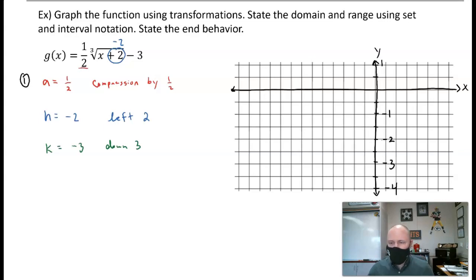Okay, so I have my x and my y-axis, so let's go ahead and transform our anchor point. I'm going to go left 2, down 3 for my anchor point. So (0, 0), I'm going left 2, 1, 2, down 3. Okay, again, and I'll use my cursor here. So left 1, 2, down 3. So there's my anchor point.